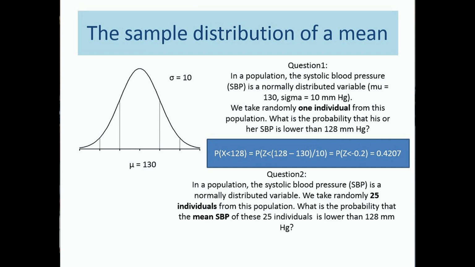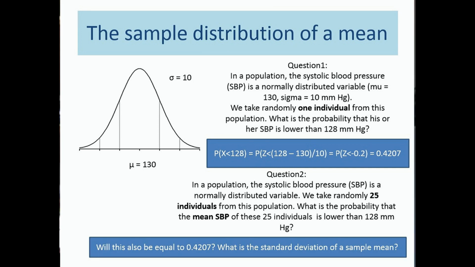Now question 2 addresses a mean blood pressure of 25 randomly chosen individuals. Will the answer be the same? Will the answer be 42%? To calculate this, we need the standard deviation of a sample mean.